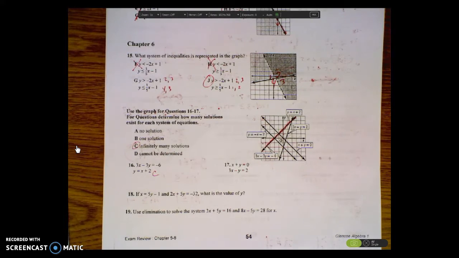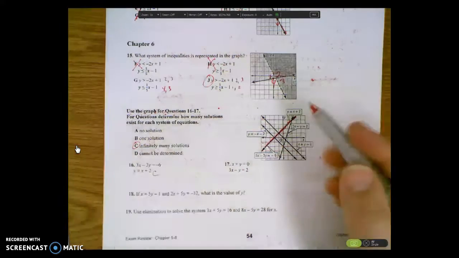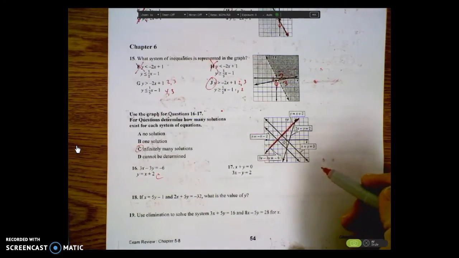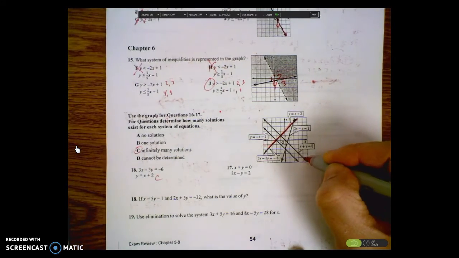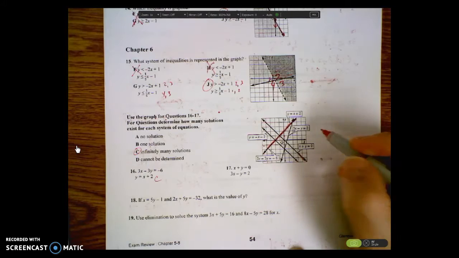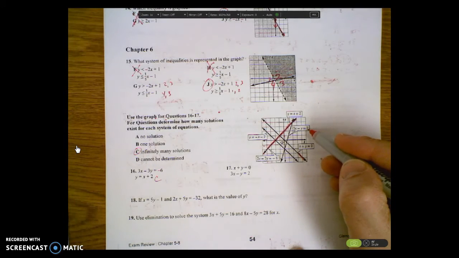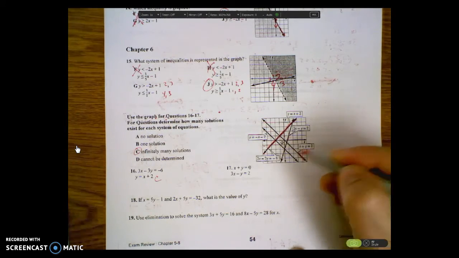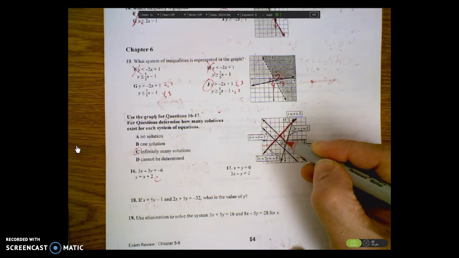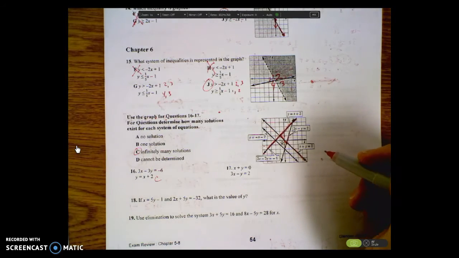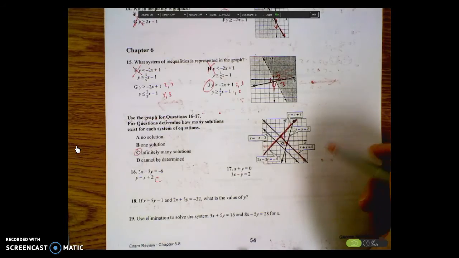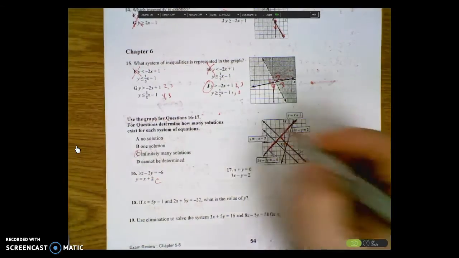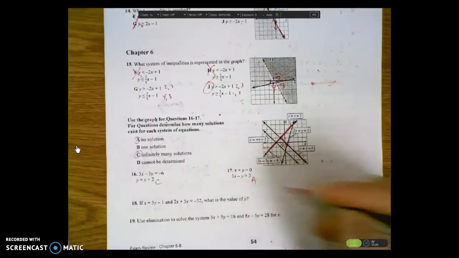All right, picking up on number 17. So again, we're looking at our graph here. We have x plus y equals 0, which is this guy right here. And we have 3x minus y equals 2, which is this one. They intersect, it looks like, about there. I don't know if they're counting by 1 or 2. Oh, we just have to say how many solutions. Well, it intersects once, so it's just one solution, and that's A.